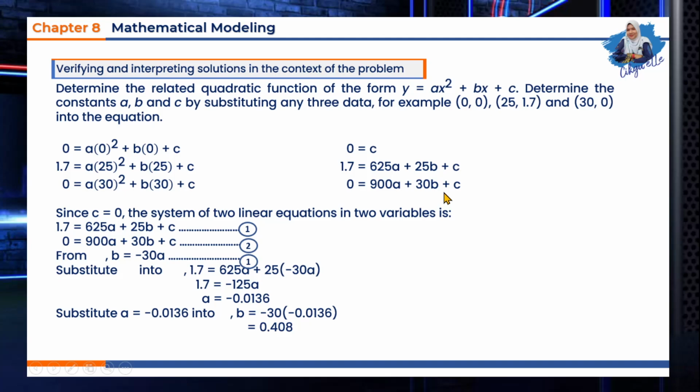This means that we apply simultaneous linear equations to verify the mathematical model. This is the first equation and here is the second equation, and you can use the substitution method or elimination method to find the value of a and the value of b. Here, when we solve by using the substitution method, the value of a is negative 0.0136 and the value of b is 0.408.